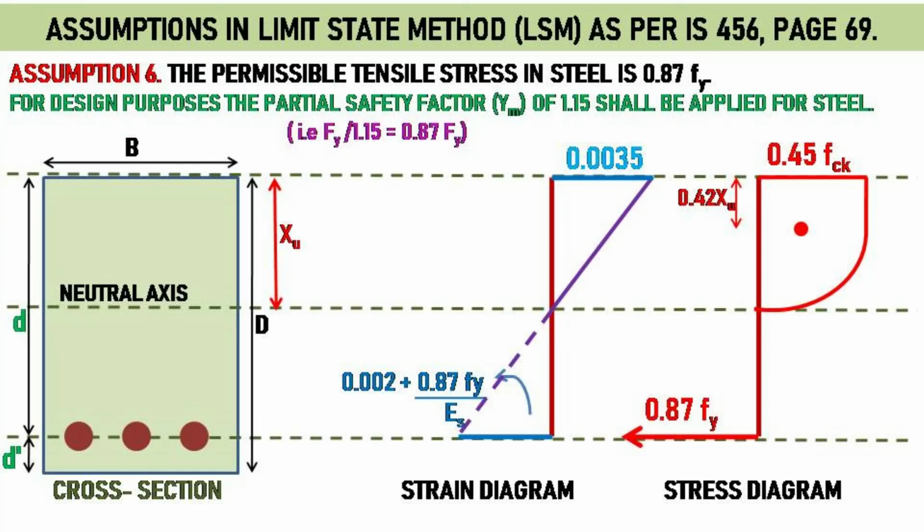Slide 23. Assumption 6. The permissible tensile stress in steel is 0.87 fy. For design purposes the partial safety factor of 1.15 shall be applied for steel. As we know that, the characteristic strength of steel is taken as fy. By applying a factor of safety of 1.15 on this, the permissible stress in steel will be equal to 0.87 fy. Steel in the tension zone is placed at only one point. So, the final stress diagram for steel in tension zone is shown here.